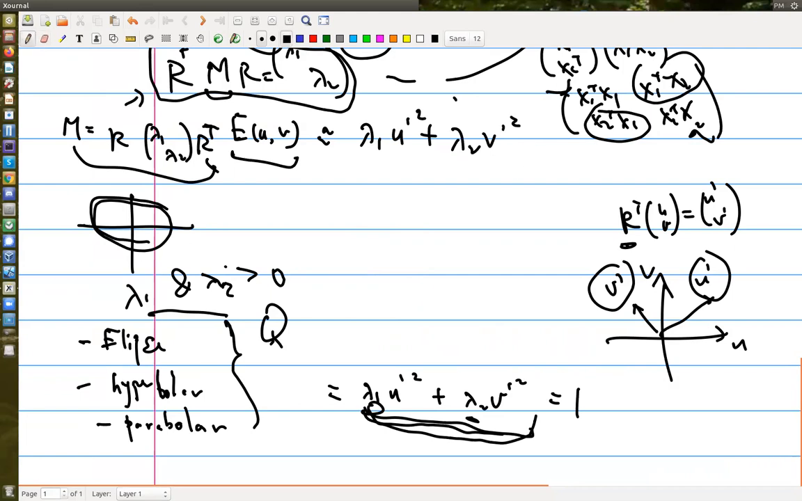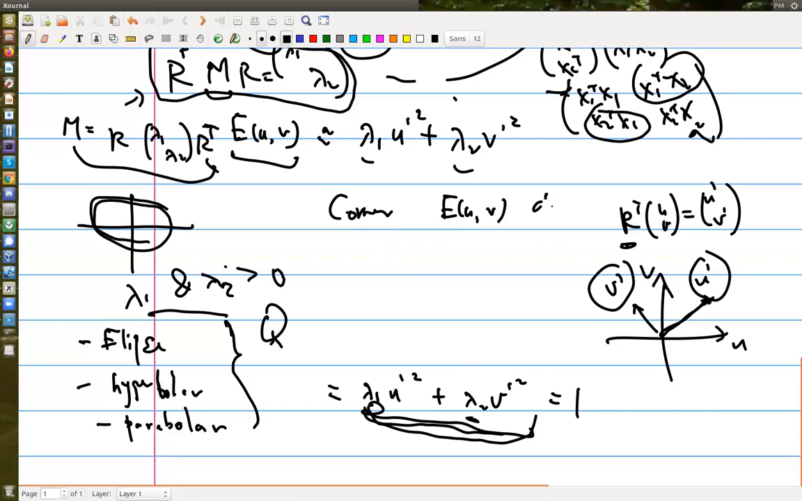Basically U pi and V pi are just rotated versions of U and V. Along the eigenvector, U pi and V pi really are just the eigenvectors there. But that's okay. We only care about the lambda because we want to know how fast this EUV changes, right?